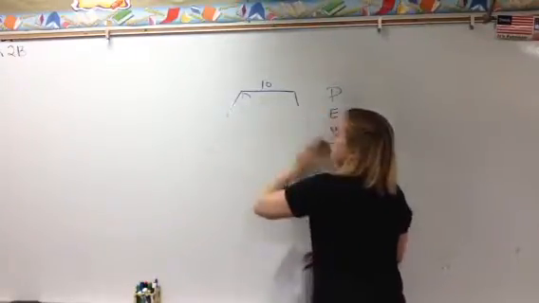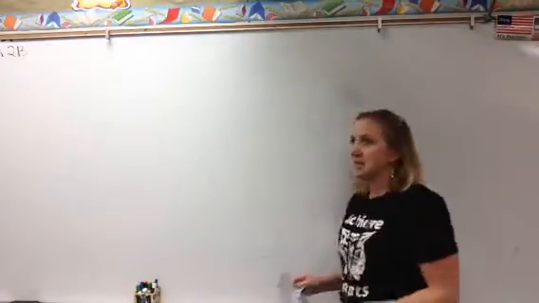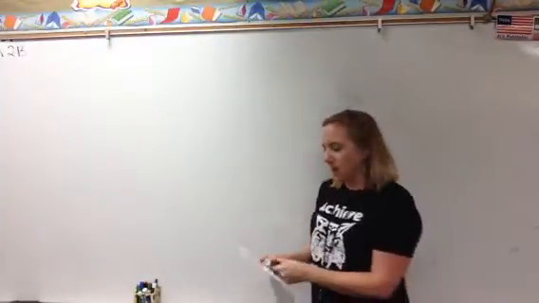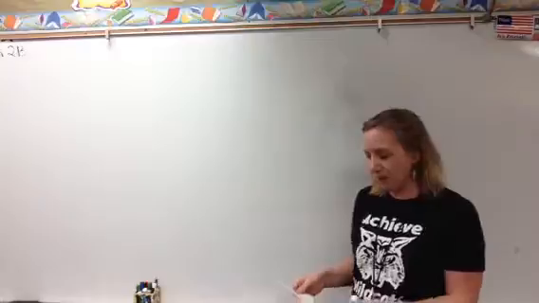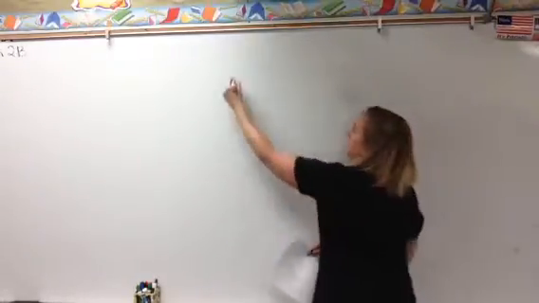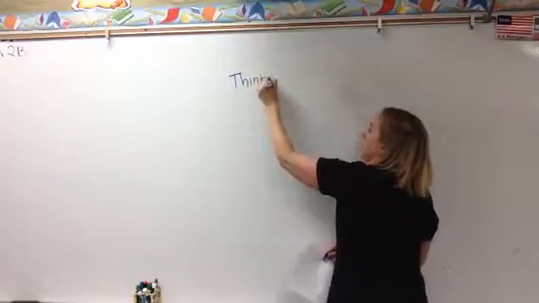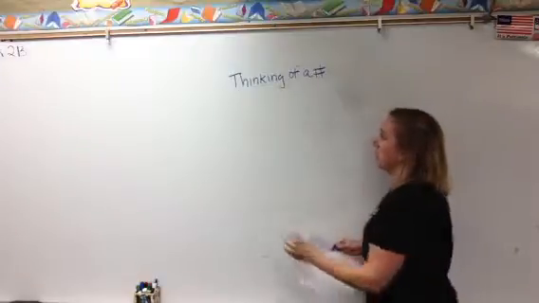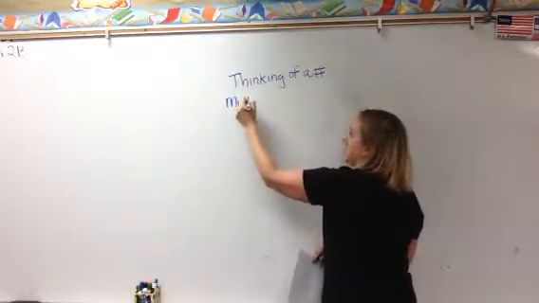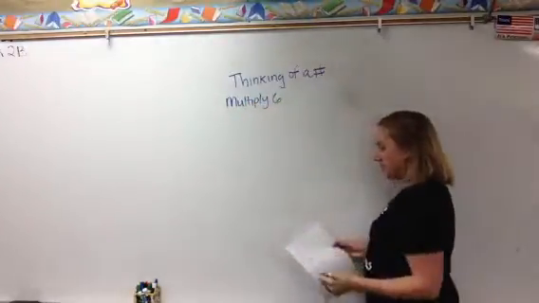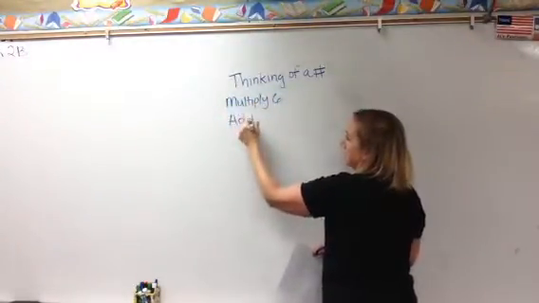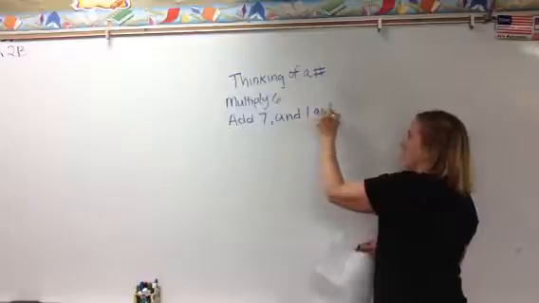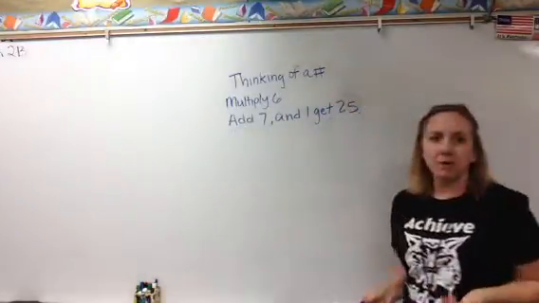So, for problem 15, it said something like you're thinking of a number, and it gives you some information, and you have to find that missing number. So I'm going to give you an example, and I'll show you how I would go about solving that. If I had a problem, and it said, I am thinking of a number. Great. What is that number? Okay. I know that I can multiply my number by 6. And then once I do that, I add 7 to my number, and I get 25. That's the word problem I'm going to be working with.